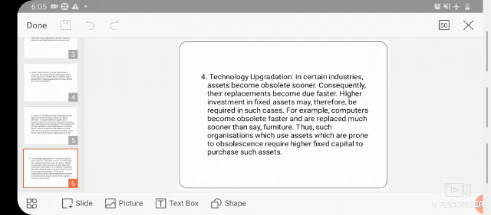So these are a few factors affecting the requirement of fixed capital.